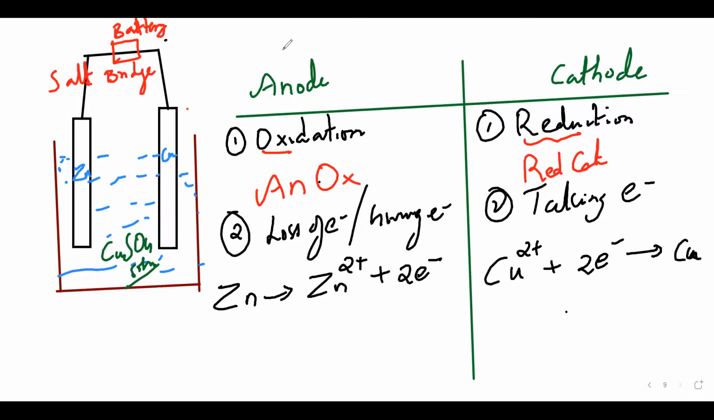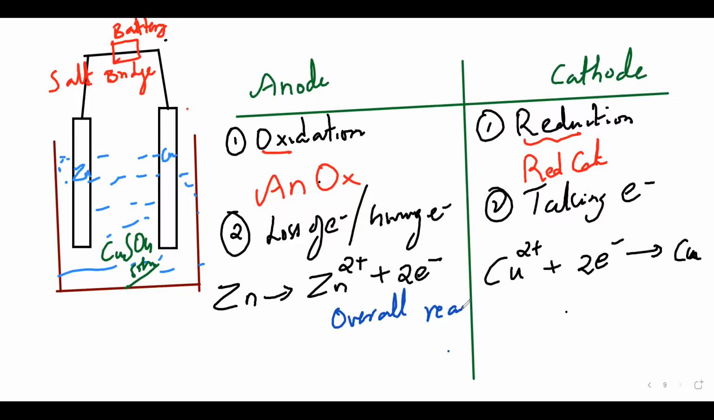So this is my oxidation reaction. Zinc is my anode. Zinc gives away the electrons. These electrons are taken by what? Copper ions to give copper. That's all. Now they may ask you, once this is done, the overall reaction.